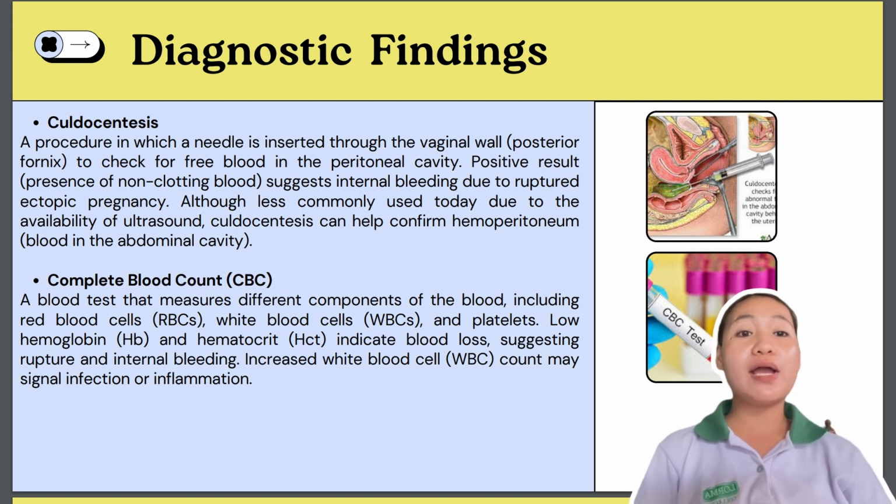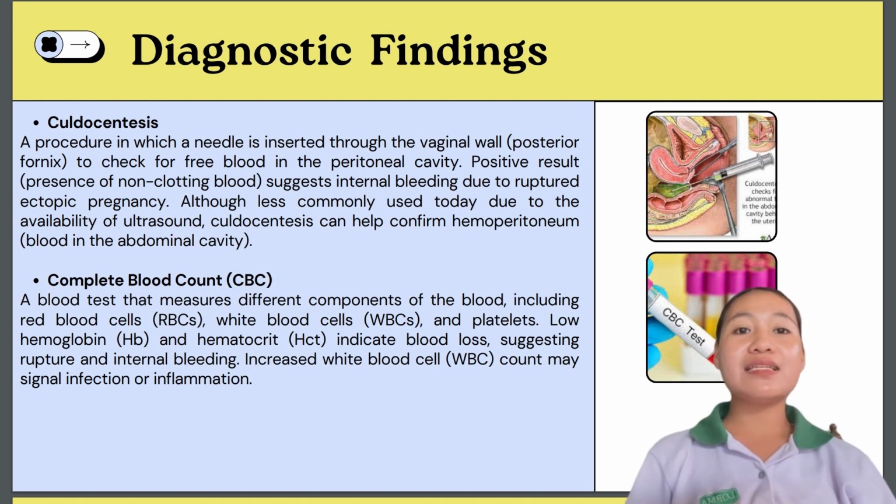For example, if a pregnant woman arrives at the emergency room with severe abdominal pain, her doctor will perform a culdocentesis and withdraw dark, non-clotting blood, confirming that she has internal bleeding from a ruptured ectopic pregnancy. And she is immediately prepared for emergency surgery.